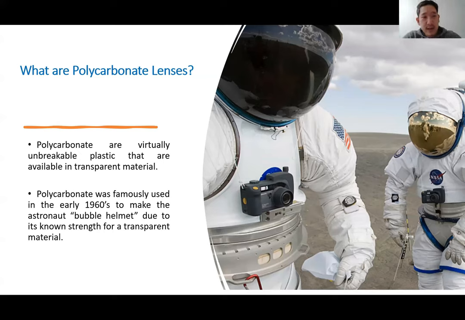On our first slide, what are polycarbonate lenses? It's very important to know first what these lenses are, right? Polycarbonate is a virtually unbreakable plastic that is available as a transparent material. Before polycarbonate lenses were introduced to the optical world, polycarbonate was famously used in the early 1960s to make the astronaut bubble helmet. Why? Because of its known strength for a transparent material. As you can see in the pictures on the right-hand side, the helmets of two astronauts are made from polycarbonate.